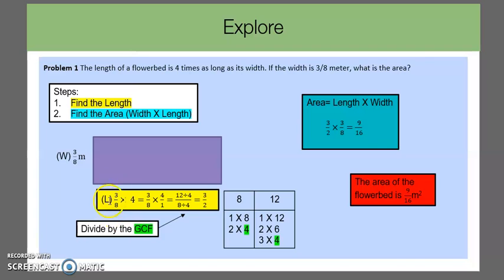We indicated the width is 3/8. We're going to multiply that by 4, turning 4 into a fraction by putting it over 1, and multiply across. 3 times 4 gives us 12. 8 times 1 gives us 8. After that, we can simplify 12 over 8 because there's a number that divides into both evenly, and we're going to divide by the GCF. The GCF stands for greatest common factor.